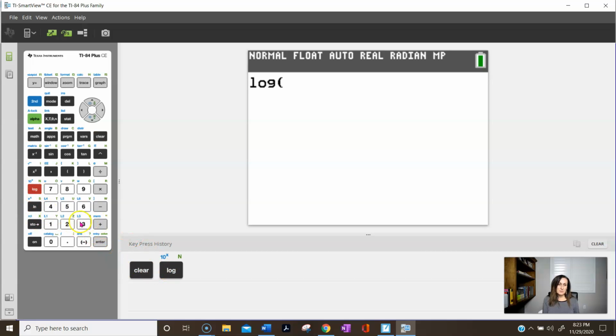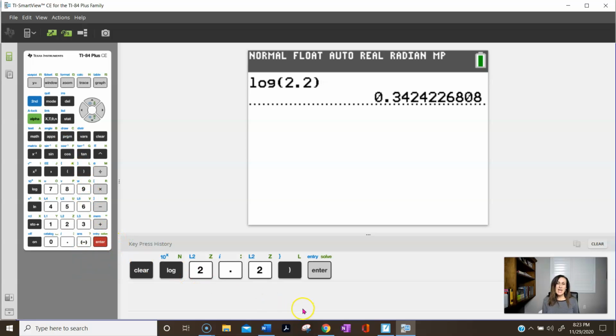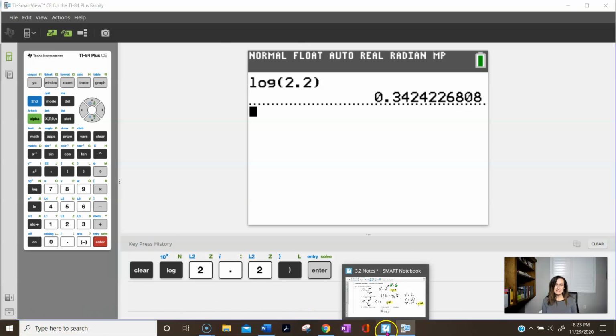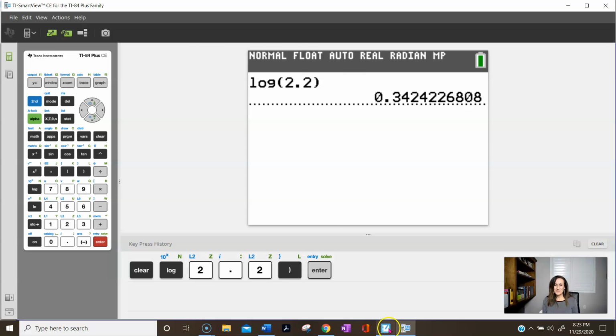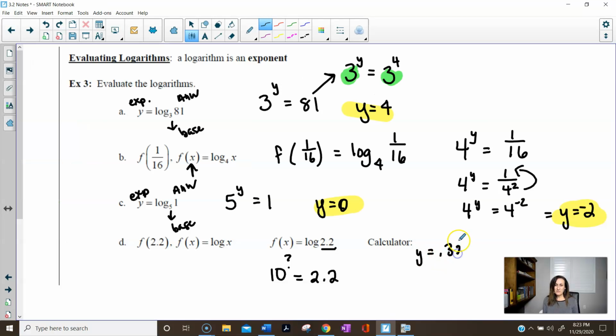Okay, so we are going to do log and then put in 2.2, close the parenthesis, hit enter, and it's 0.342. We're going to round everything to 3 places in this class. So what does this logarithm equal? It equals, you could put y equals 0.342. Ta-da! All right, so I'll highlight that, and we're ready to go to the next example.